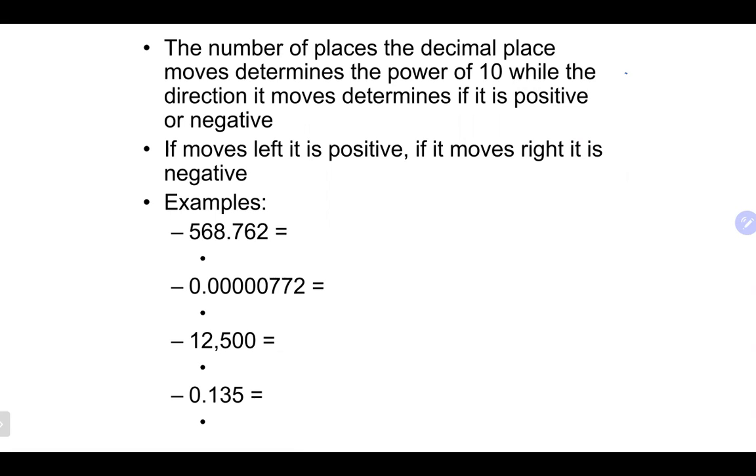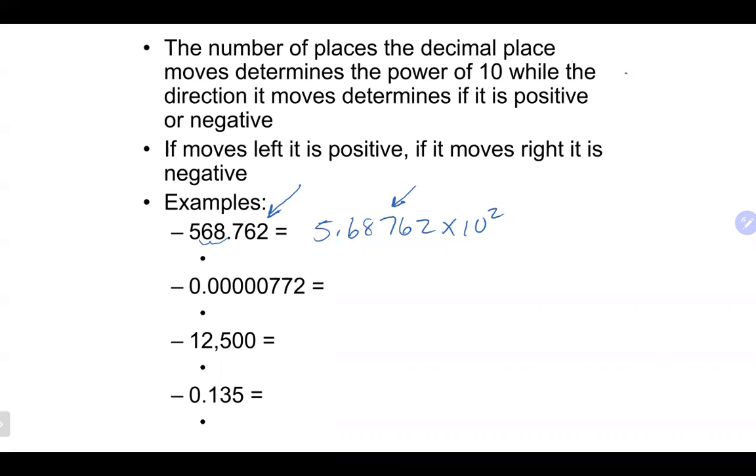So take a look. Starting with the first one here, we got to go to the left, 1 and 2 places, to get us to a number between 1 and 10. In this particular case, it would be 5.68762 times 10 to the 2. Again, originally 6 significant figures. We don't want to lose any here. So we do have 6 significant figures over here, which is why we keep all the numbers that we see.